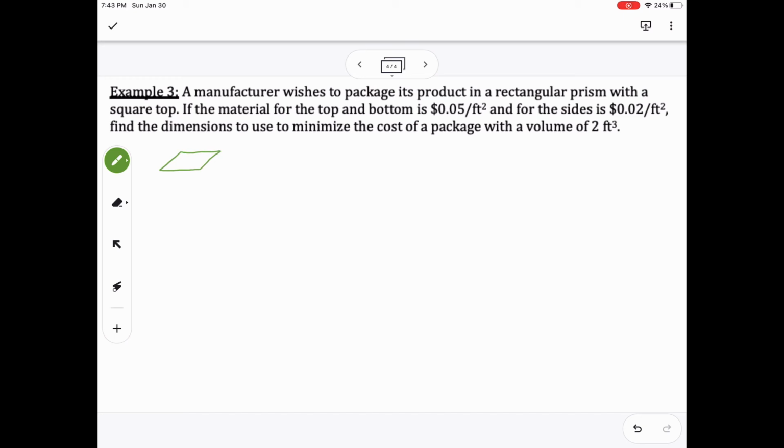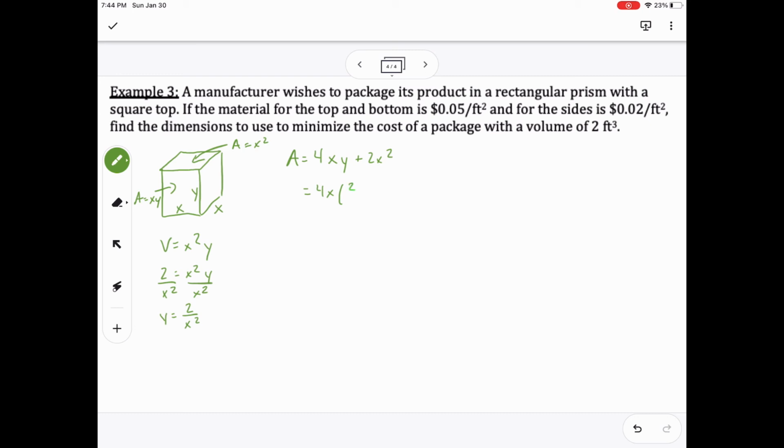Okay, example 3. A manufacturer wishes to package its product in a rectangular prism with a square top. If the material for the top and the bottom is 5 cents per square foot, and for the sides is 2 cents per square foot, find the dimensions to use to minimize the cost of the package with a volume of 2 feet cubed.